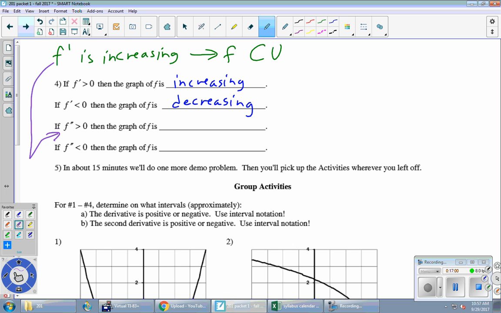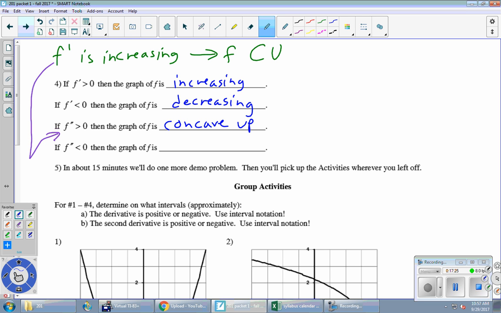So this is really, like I said, mental gymnastics here. F double prime being positive means f prime is an increasing collection of numbers, means f is concave up. So that's what goes in our next blank. Concave up. And then the last one, Anji? That is not implied here.